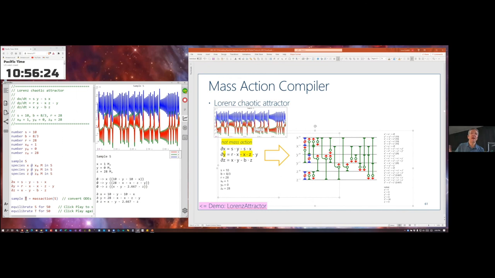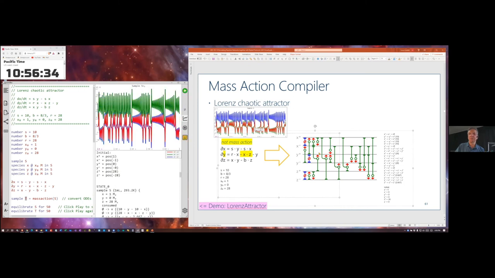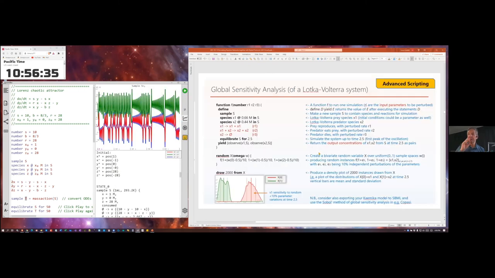So very minor numerical errors creep in and cause the two systems to diverge, even though mathematically they are the same dynamical system. So that's kind of a curiosity. Okay, and finally, random variables.